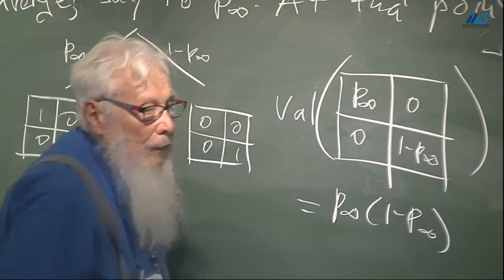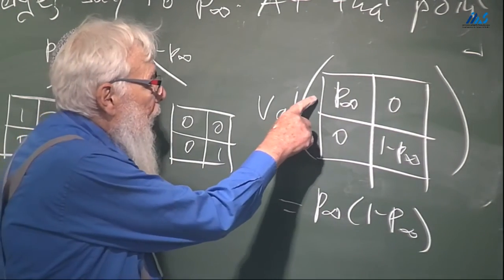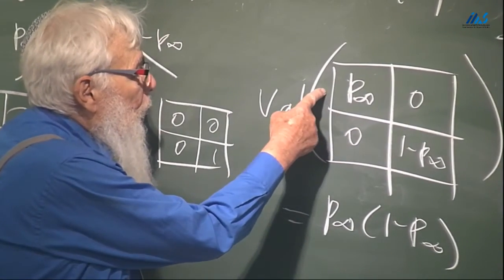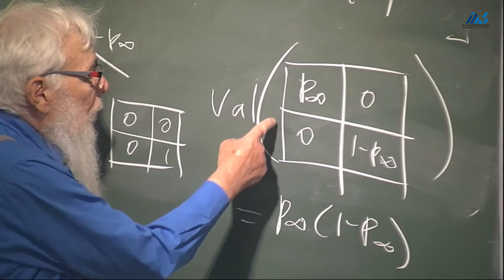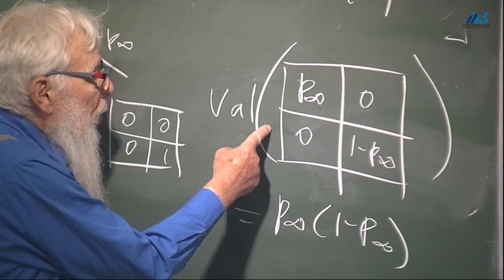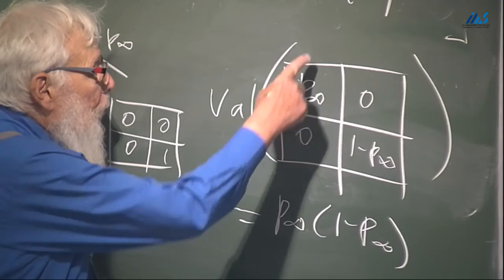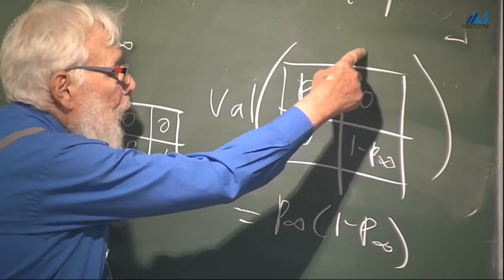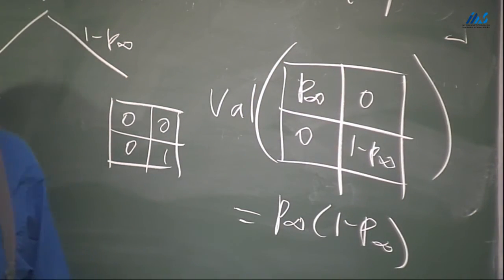Because optimal strategies for player one are to play 1 minus P infinity here, P infinity here, and for player two, the same thing. 1 minus P infinity here, P infinity here. Those are the optimal strategies, and you get this as the value. All right?